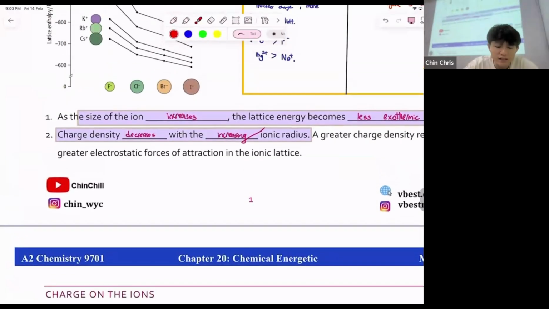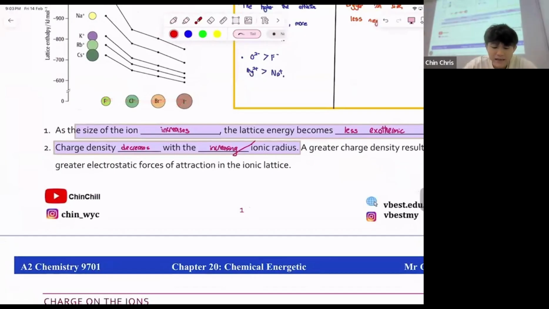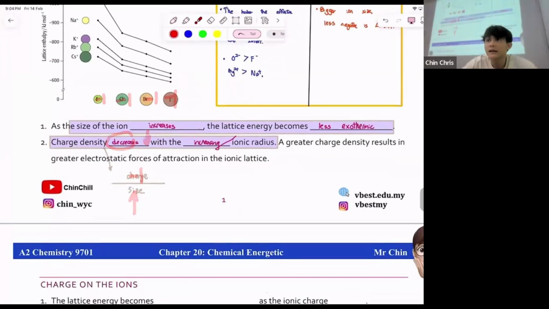Okay, why does charge density decrease? As you go across, if you have a bigger and bigger ionic radius, what happened to the charge density? What is charge density again? It's the charge over the size, right? Do you see that? -1, -1, -1. Everything is -1. But look at the size. Do you see that the size is bigger? So when the denominator is bigger, the charge density decreases, right? Get it?